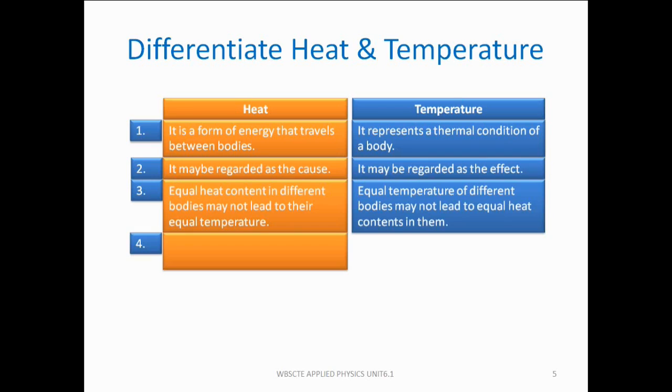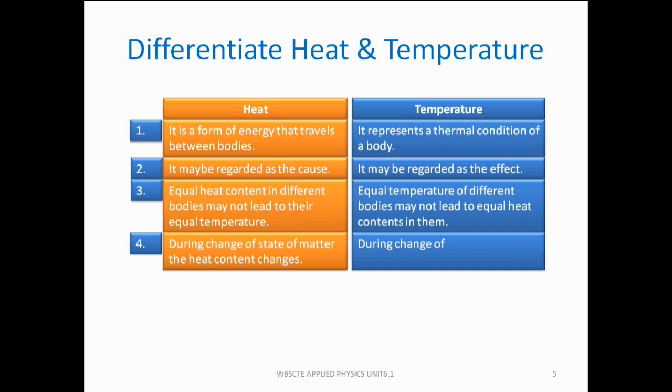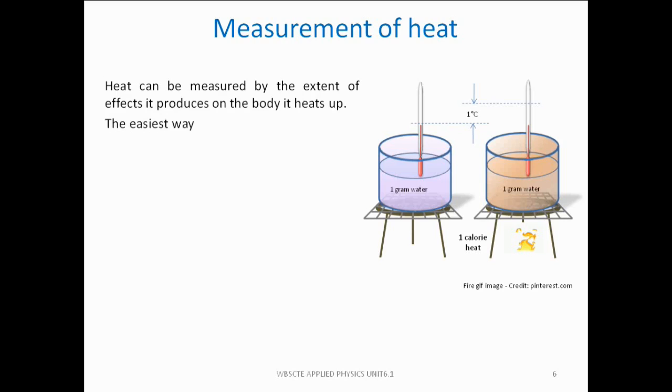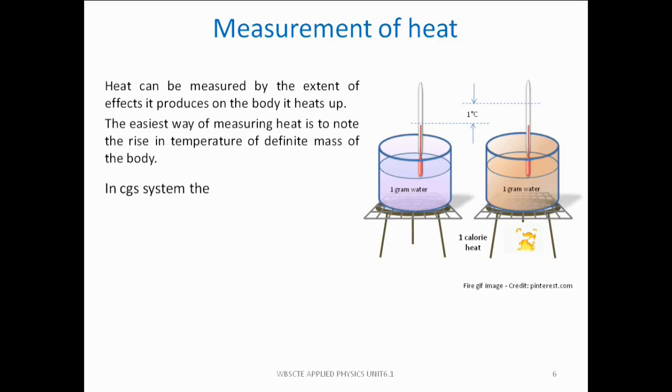Number 4, during change of state of matter, the heat content changes. During the change of state of matter, the temperature does not change. Measurement of heat. Heat can be measured by the extent of effects it produces on the body it heats up. The easiest way of measuring heat is to note the rise in temperature of a definite mass of the body.